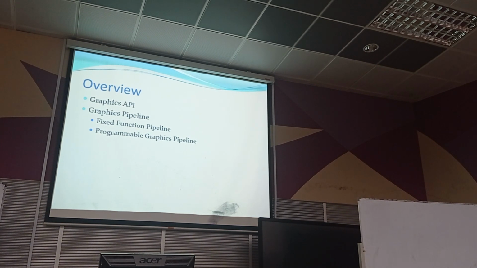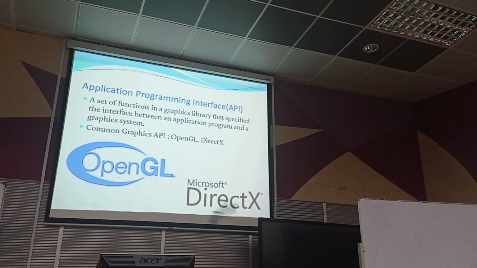And then we will start with graphic API. What is graphic API? Application programming interface. An API is like a graphic library, like your OpenGL, for communication between the program that you write and your hardware, your graphic card.